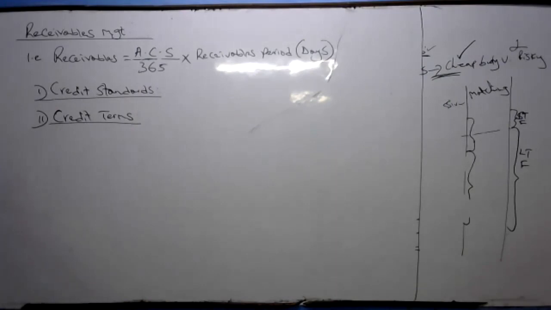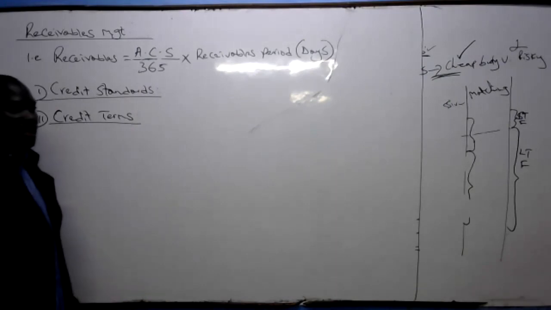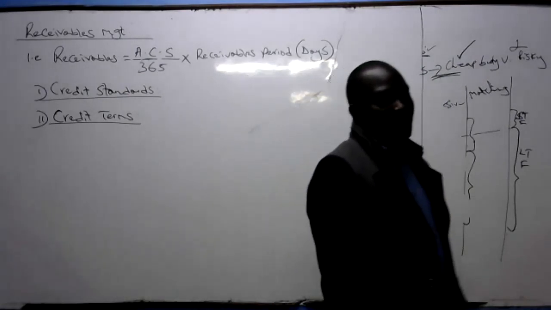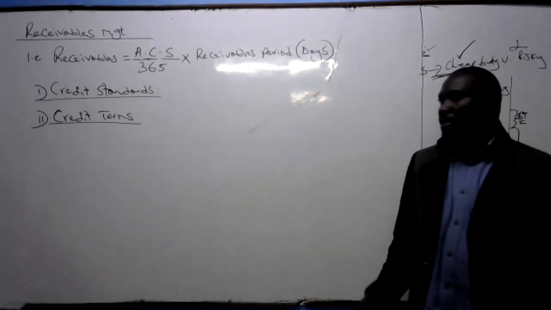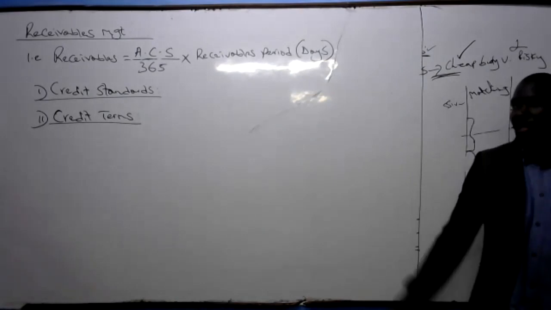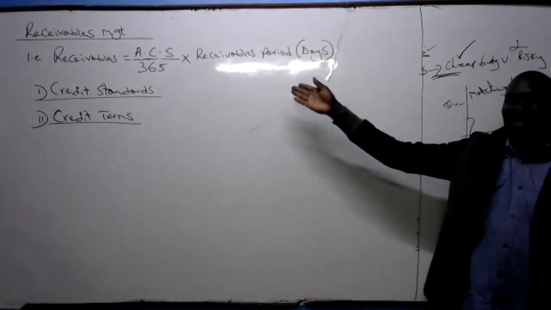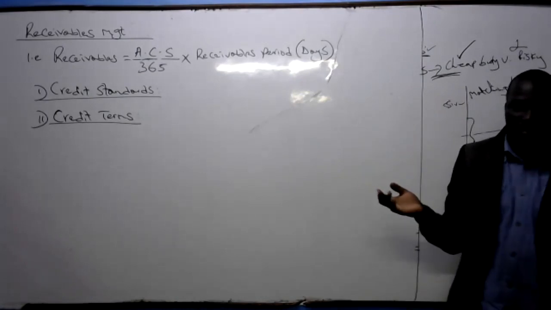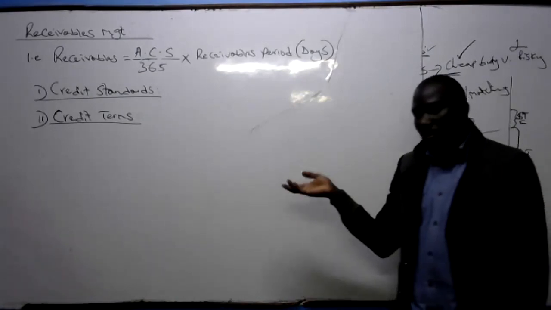So what are the terms of credit? The terms of credit of this company are that if you buy on credit, pay within 2 weeks. Or if you buy on credit, pay within 10 days. Like in our case, the question we did, what were the terms of credit? Pay within 2.5 months. Yes. Those are the credit terms.